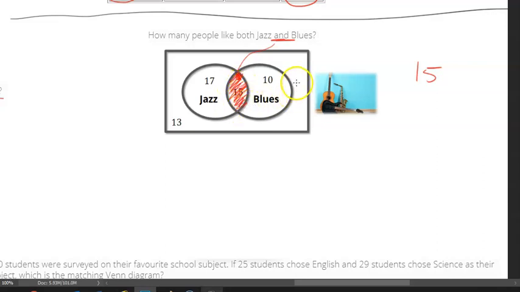If the question says what is the probability of choosing a person randomly and them liking both jazz and blues, this will be 15 over the total amount, and the total amount is 13 plus 17 plus 15 plus 10. So that ends up being 13 plus 17, which is 30, plus 10, which is 40, plus another 15, which is 55. So this will be the probability. There's a 15 in 55 chance that picking someone at random will like both jazz and blues. But because this is just asking for how many people, we just need a sole amount of 15.